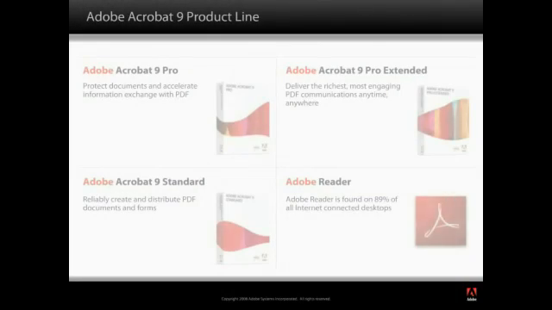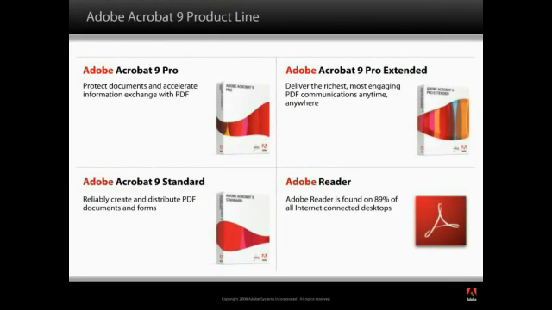The Adobe Acrobat 9 product line has three components: Adobe Acrobat 9 Standard, Acrobat 9 Pro, and Acrobat 9 Pro Extended. And then, of course, we have the free Adobe Reader. The Adobe Reader is found on almost 90% of all the internet-connected desktops. So when you send somebody a PDF file, you can be pretty sure that they'll be able to open the file and read it. Moving clockwise from the bottom right, we have Adobe Acrobat 9 Standard.